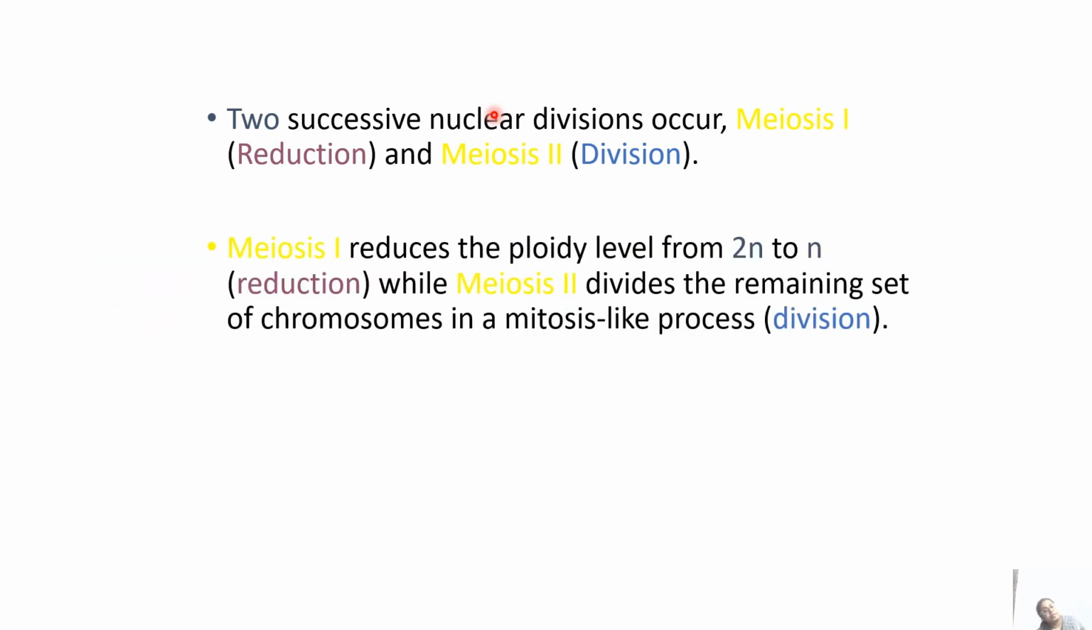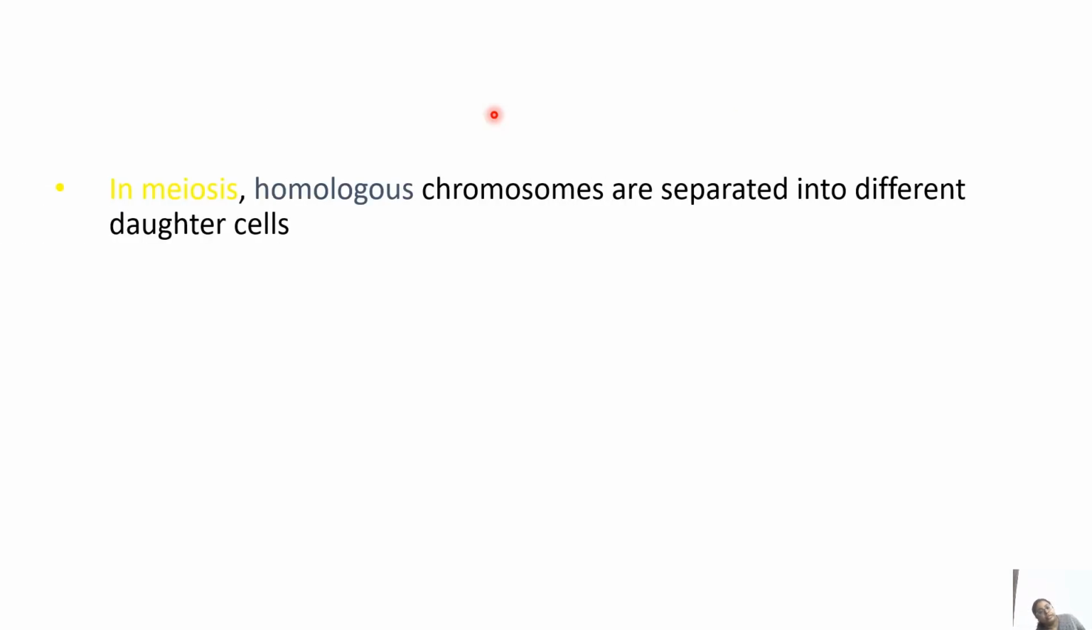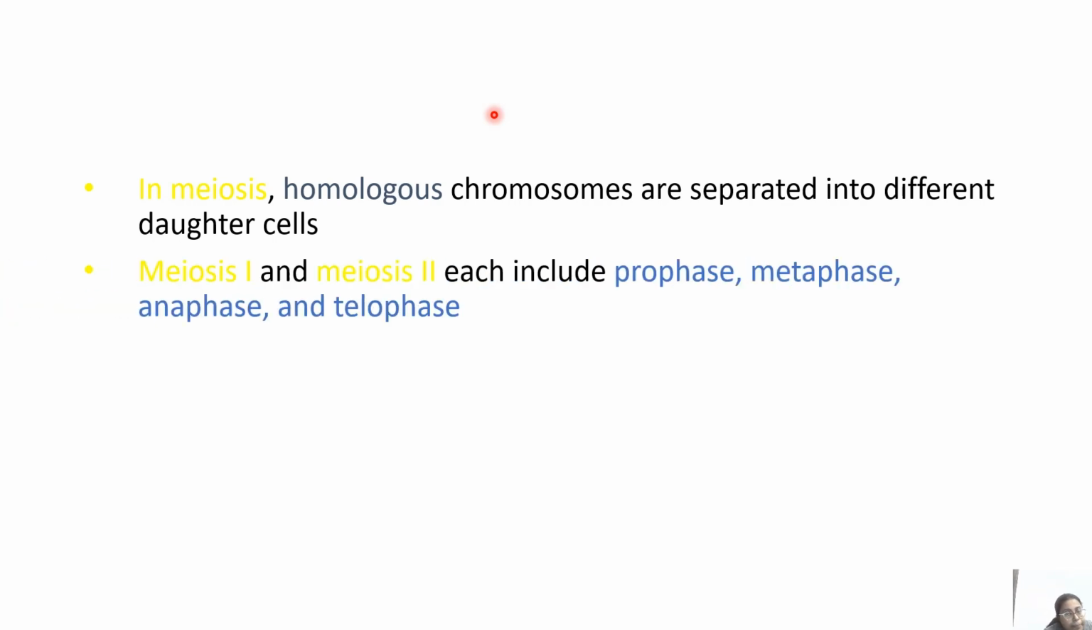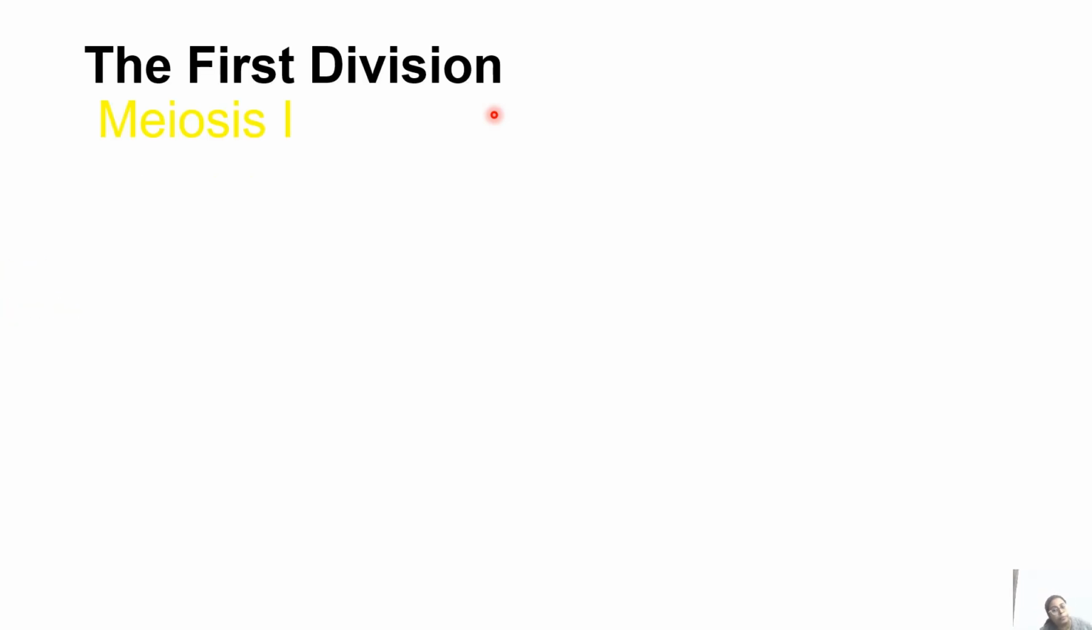No change in number. So meiosis 1 reduces the ploidy level from 2n to n, as I said, reduction, while meiosis 2 divides the remaining set of chromosomes in a mitosis-like process, division. Exactly what I said. Then in meiosis 1, homologous chromosomes are separated into different daughter cells. Meiosis 1 and meiosis 2 each include prophase, metaphase, anaphase, and telophase.